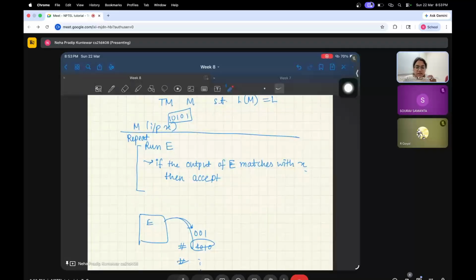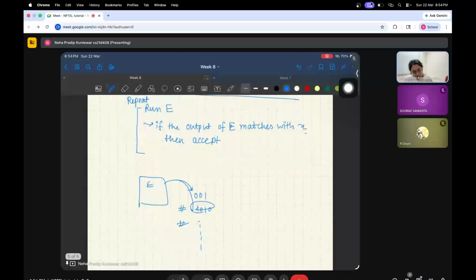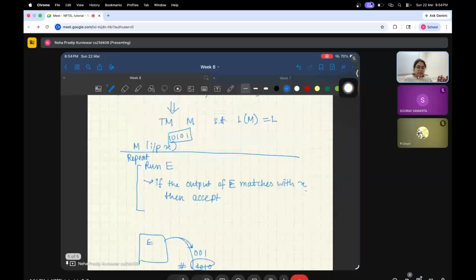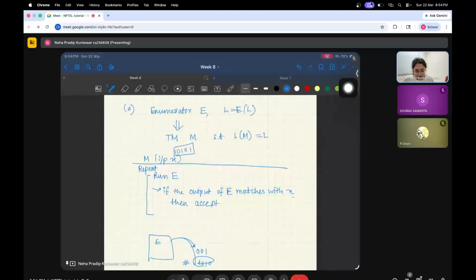And if a particular input X was never printed by E, then you will just keep on checking whether the output of the enumerator matches with X. It will never match, so you will never end up accepting, because this condition itself will not hold. Therefore the language of M is the same as the language of the enumerator, because it accepts only those strings that are enumerated by E, and everything else is not accepted. The other direction is also very similar.